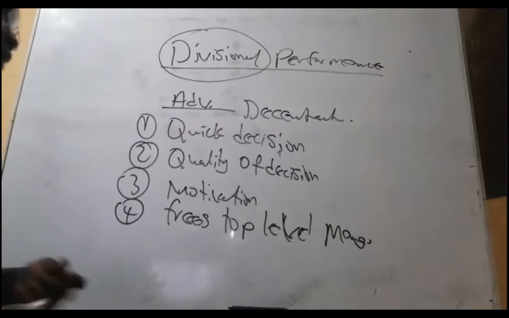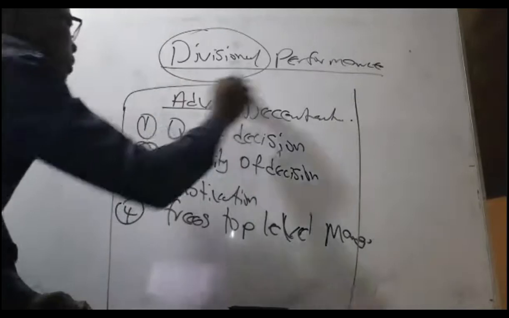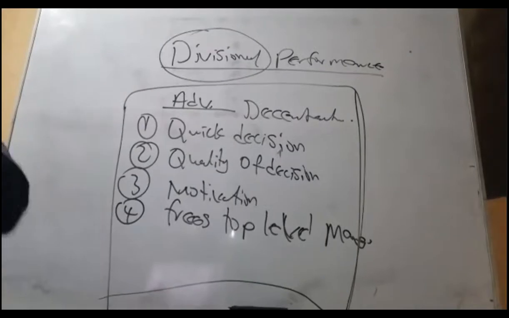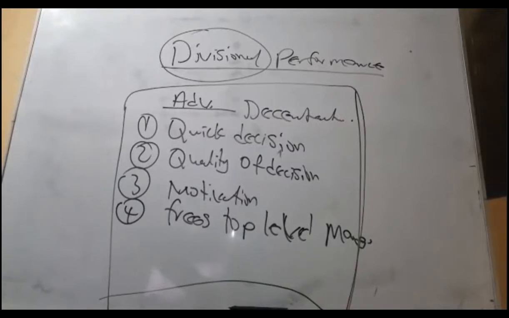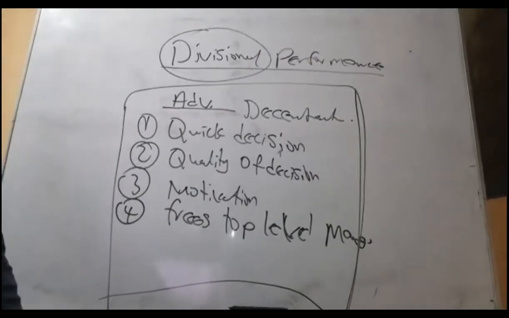Now, the major challenge is that sometimes these local managers might deviate from the core purpose of the organization. They might not understand the organization's agenda very well. Usually, the top level management understand the organization's strategies.